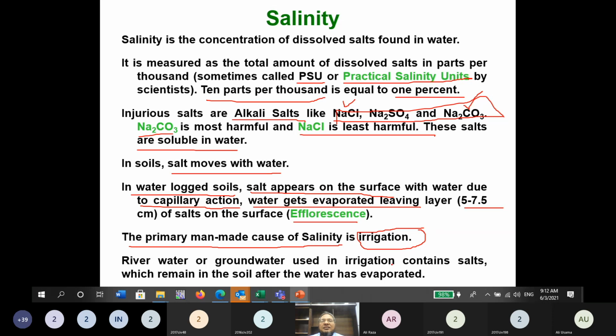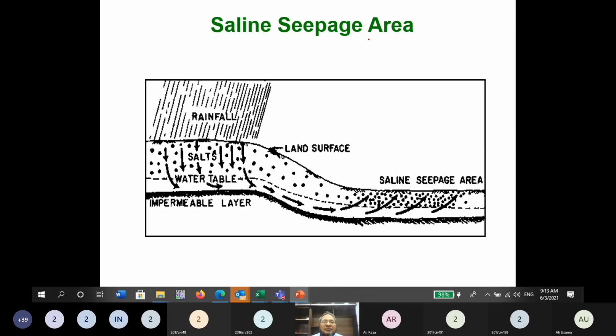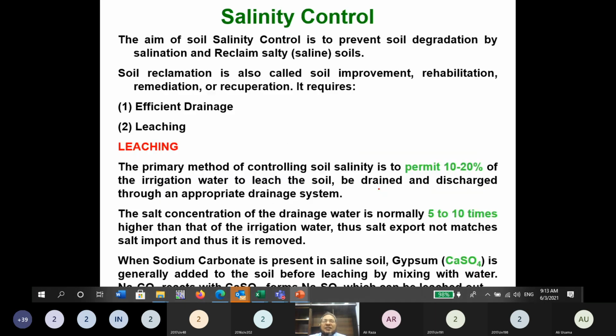And this is the saline seepage area. So suppose in any area there are more salts and there is rainfall. Now when the water infiltrates and moves in this direction, many salts get dissolved in the water and they will appear here. And this is the saline seepage area. After some time, when the water gets evaporated, what will form here? Efflorescence. You will see the efflorescence, a white layer of salts.